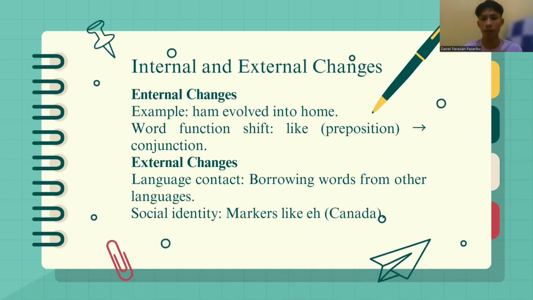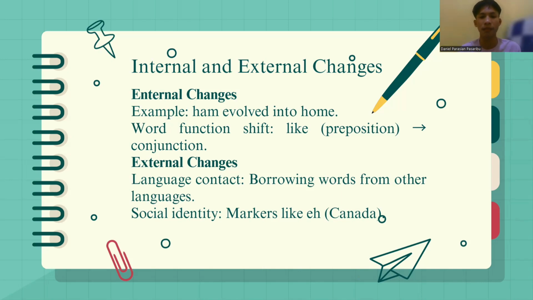Next, we will talk about internal and external changes in the English language. Internal changes, these are natural changes within a language. For example, words can evolve, harm became home. Function can shift. The word like originally served as a preposition, but now functions as a conjunction.